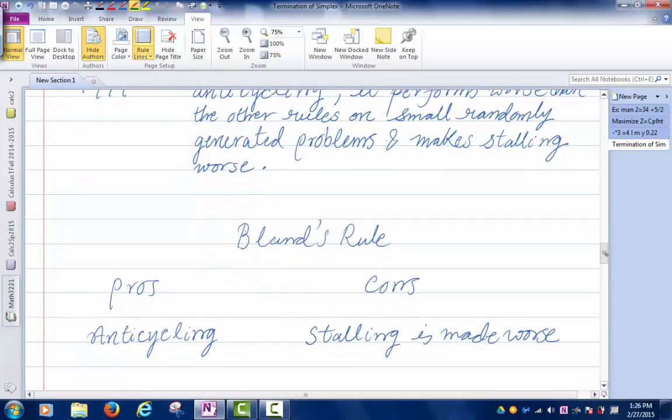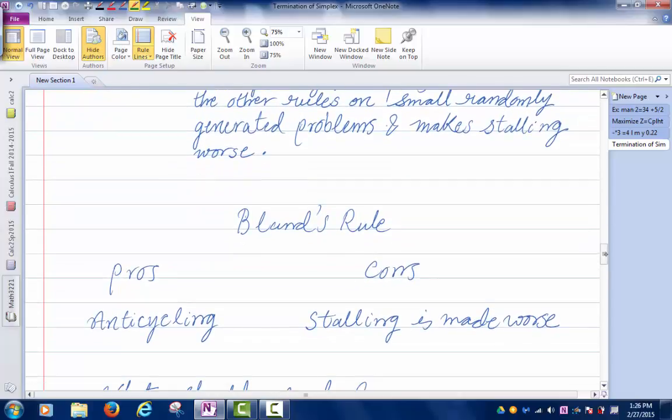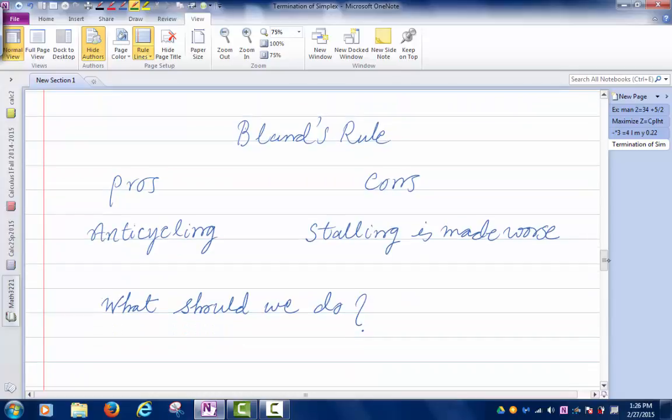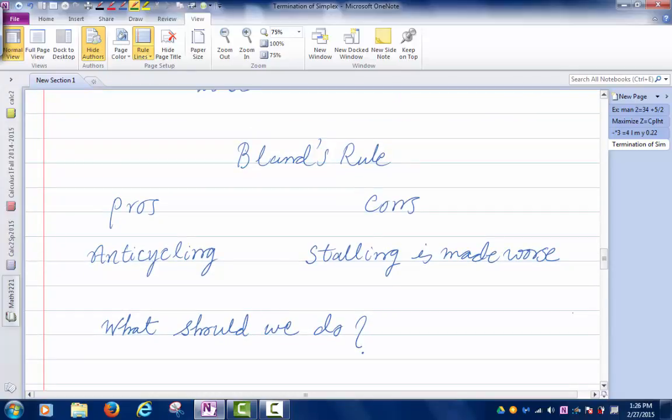Okay. So what is good about Bland's rule? Well, it is anti-cycling. What is bad about Bland's rule? Well, stalling is made worse by this rule. Okay. So what should we do? We want to avoid cycling, but on the other hand, we don't want to get into the stalling problem, right?